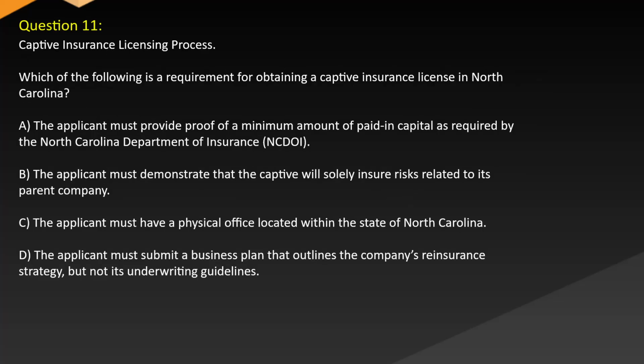Question 11. Captive insurance licensing process. Which of the following is a requirement for obtaining a captive insurance license in North Carolina? A. The applicant must provide proof of a minimum amount of paid-in capital as required by the North Carolina Department of Insurance (NCDOI). B. The applicant must demonstrate that the captive will solely insure risks related to its parent company. C. The applicant must have a physical office located within the state of North Carolina. D. The applicant must submit a business plan that outlines the company's reinsurance strategy but not its underwriting guidelines.